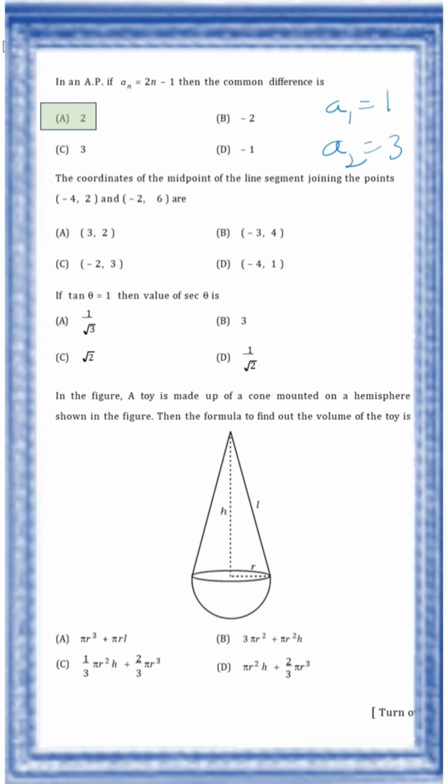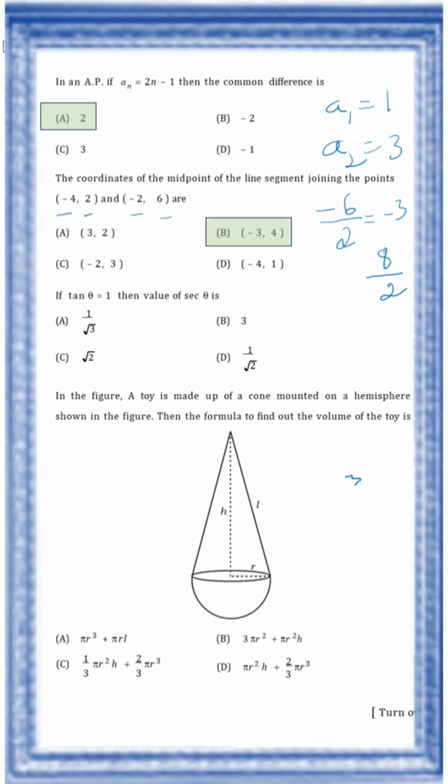The coordinates of the midpoint of the line joining the points (-4, 2) and (-2, 6) are. You have to remember the formula: (x1 plus x2) by 2 and (y1 plus y2) by 2. Here x1 is -4, x2 is -2. If you add, you'll get -6 by 2, that is -3. Definitely I will tell option B is correct. No other options have -3 in the place of x. Okay, let us find the y coordinate. 2 plus 6, that is 8, divided by 2, that is 4. So option B is correct.